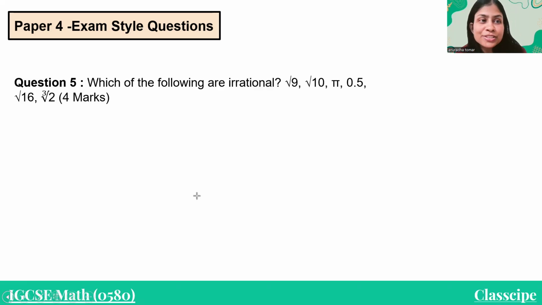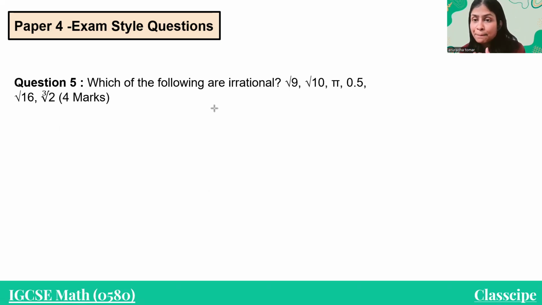Hi, so this question is from a Paper 4 exam style question. It says: which of the following are irrational? The numbers given are root 9, root 10, pi, 0.5, root 16, and cube root of 2. And this is a 4 mark question.